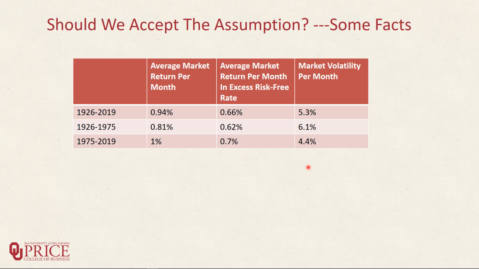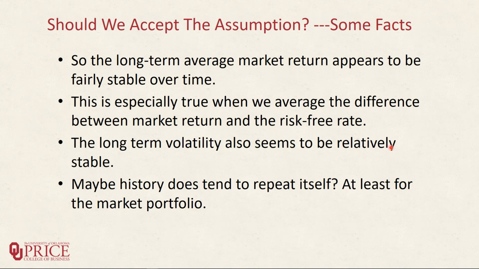But I guess the message is that it looks like the distribution of the market return remains relatively stable over time. So maybe we can hope that for the next 45 years or the next 90 years, if we look back and calculate the return distribution, it won't be that different from these numbers. So maybe we can conclude that history does repeat itself, at least for the market portfolio. If we do accept this assumption, then how do we estimate the expected return and the volatility of future market returns?